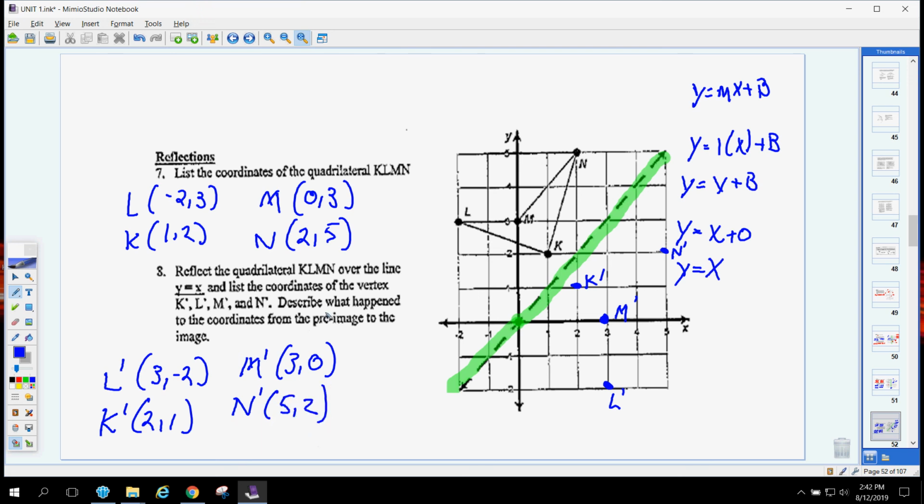So what happened to the coordinates from the pre-image to the image? Well, if you look here, we can just say that they flipped inside the parentheses. What was -2, 3 becomes now 3, -2. And then what was 1, 2 becomes 2, 1, 0, 3 becomes 3, 0, and 2, 5 becomes 5, 2. So what we can say is if we reflect over the line y equals x, then our original (x, y) becomes (y, x). And that's the rule.